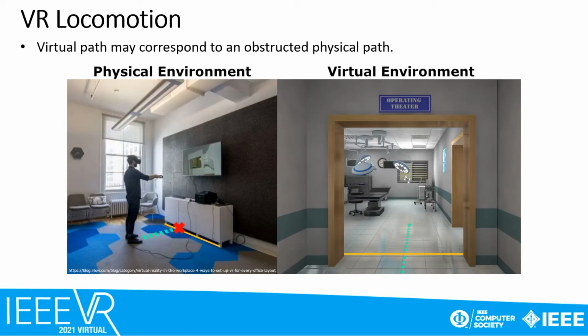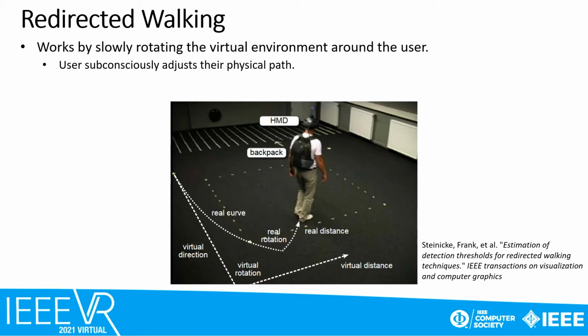In VR locomotion, the user explores a virtual environment while located in a different physical environment. It's common for the size and layouts of these environments to be different. This leads to a fundamental problem in VR locomotion, wherein an unobstructed path in the virtual world may correspond to an obstructed path in the physical world.